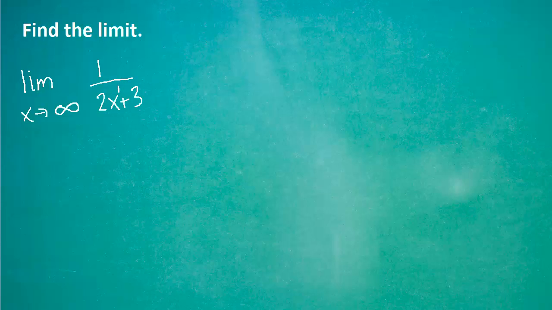So since the largest power of x is x to the 1, what we're going to do is divide each of the terms by x to the 1. Now, if you just want to write x rather than x to the 1, that would be acceptable. So let's take a look at what the limit is after we divide each term by the highest power of x.